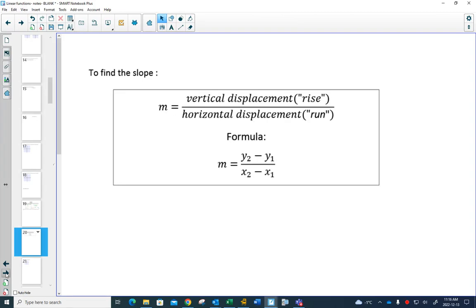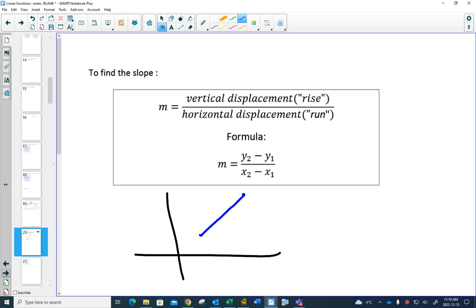And we've already talked about this idea of rise over run, but now we get to see the formula. And we do the formula the same way we've been doing the formula for midpoint and the same way we've been doing the formula for distance. If I have 2 points and I want to find the slope between those 2 points, I can call this my first point, so I call it x1 and y1. I can call this my second point, so I can call it x2 and y2.